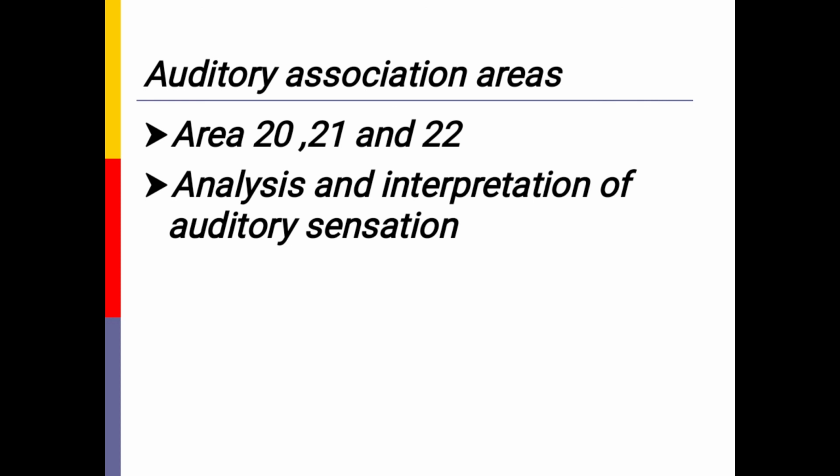Areas 20, 21 and 22 are auditory association areas. They help in the analysis and interpretation of the auditory stimulus. Areas 20 and 21 are present in the middle and inferior temporal gyrus, whereas area 22 is the Wernicke's area and this is located in the superior temporal gyrus. So this area helps in the comprehension of the auditory signals.